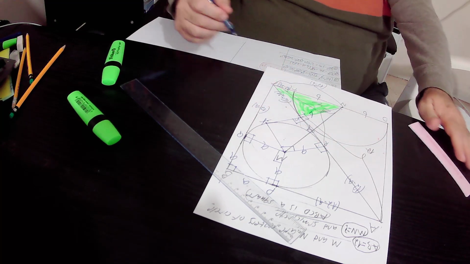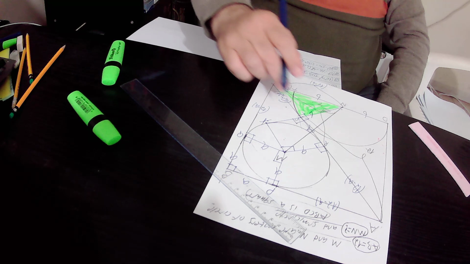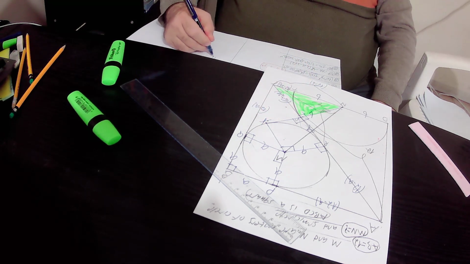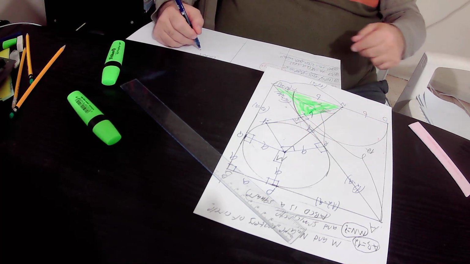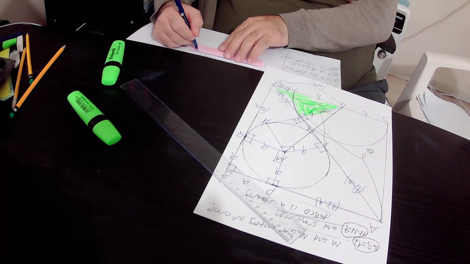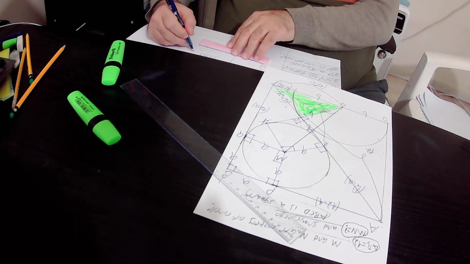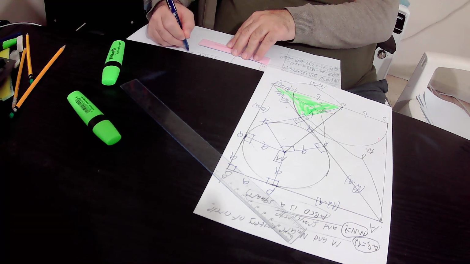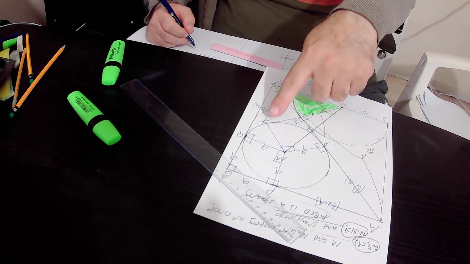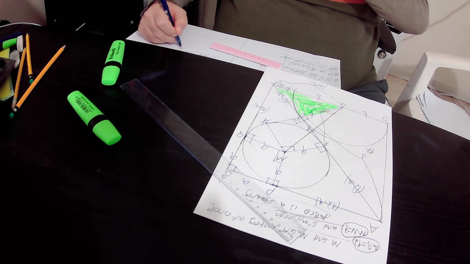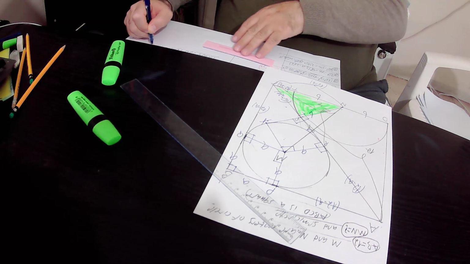So actually, in quadrilateral RMSX, we have 1, 2, 3 right angles, and the sum of 3 right angles is 270 degrees. 270 degrees plus the size of this angle MXS, in total, they must be equal to 360 degrees.